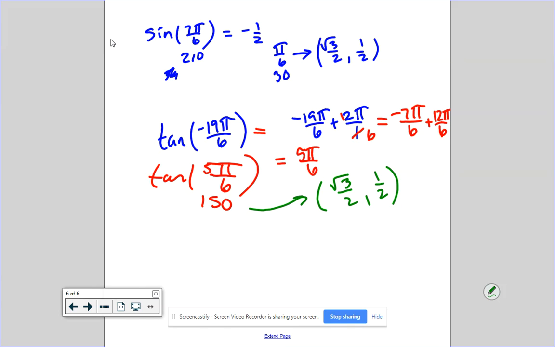So we know that for tangent, we're working with that value. But tan, how do we find tan? Opposite over adjacent, which is sine divided by cosine. So we have to take the sine value and divide it by cosine. Well, what is sine, x or y? Y. Cosine is x. So it's 1/2 divided by negative square root 3 over 2.